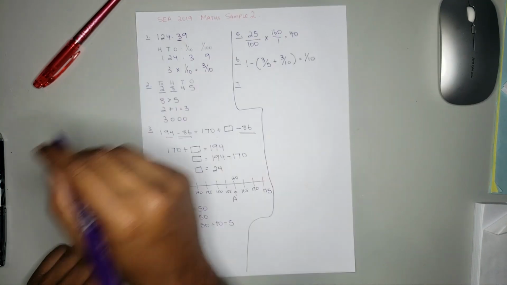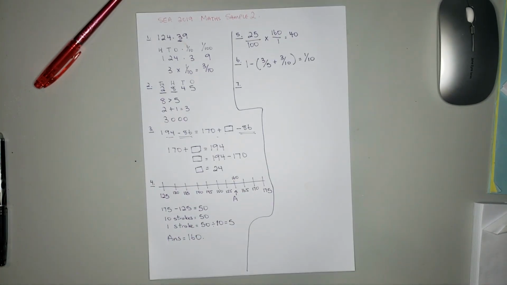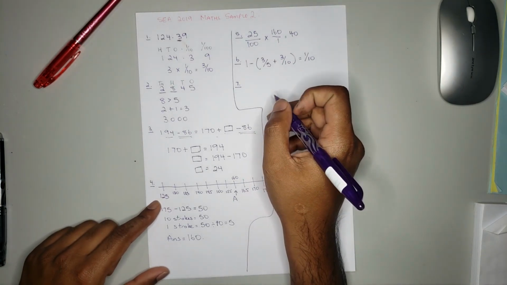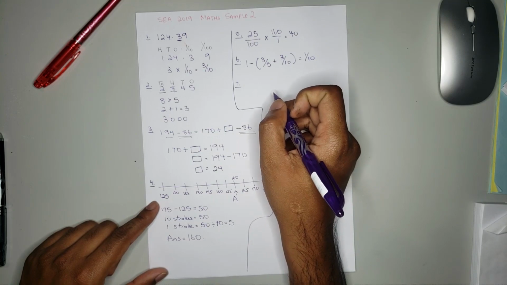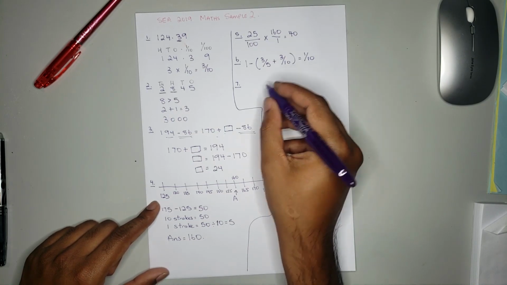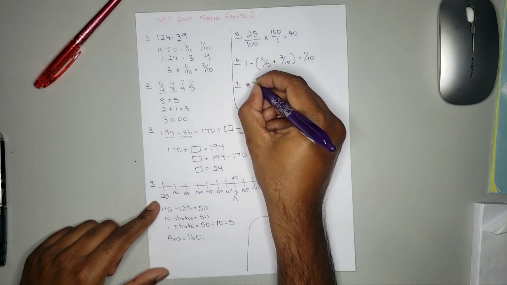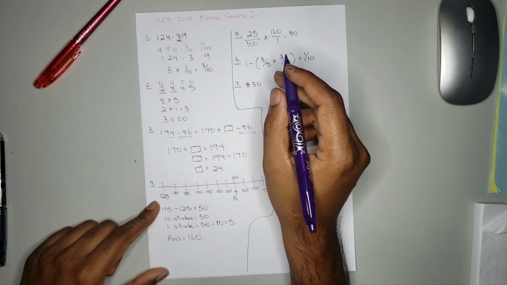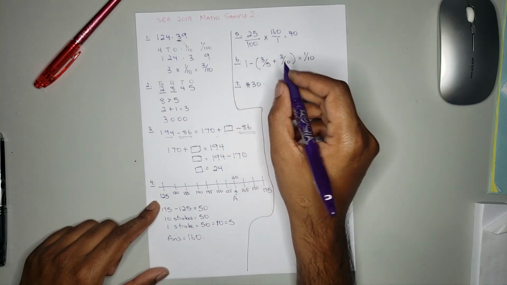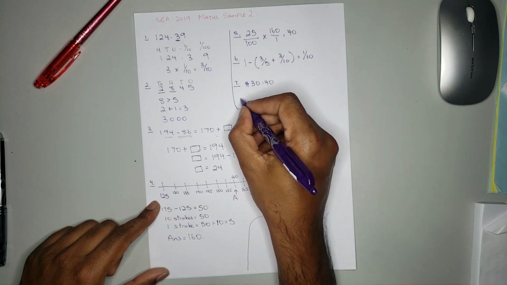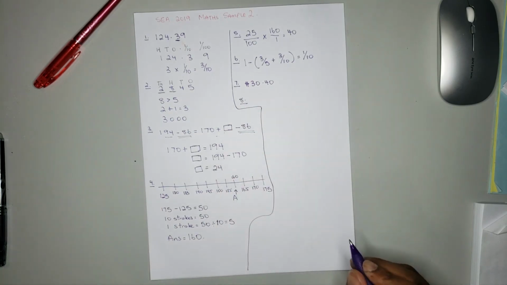Number 7, write the total value of the bills and coins. From the bills and coins, we can see a $20 bill, a $10 bill, 25 cents, 10 cents, and 5 cents. So 20 add 10 is 30, so that is $30, and 25 add 10 is 35, add 5 is 40. So $30.40.